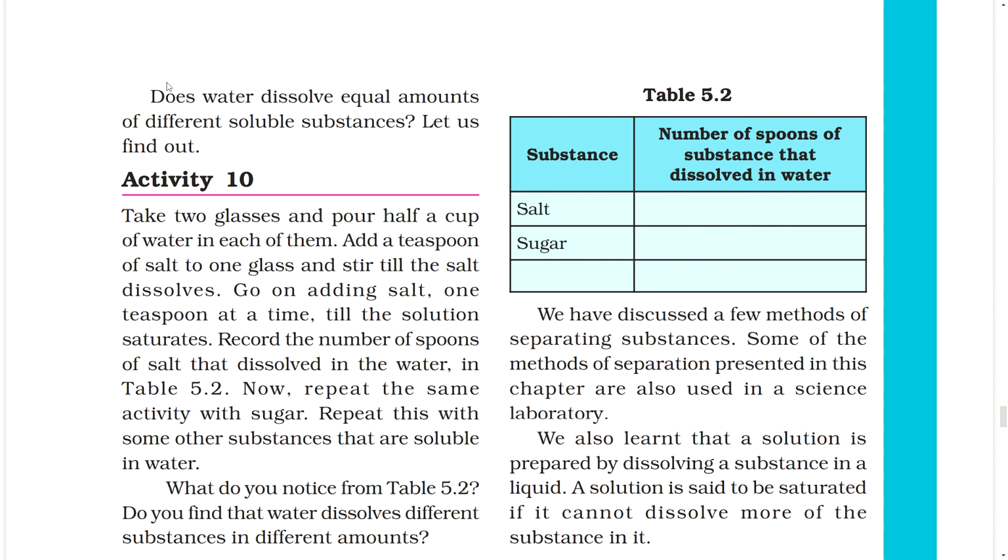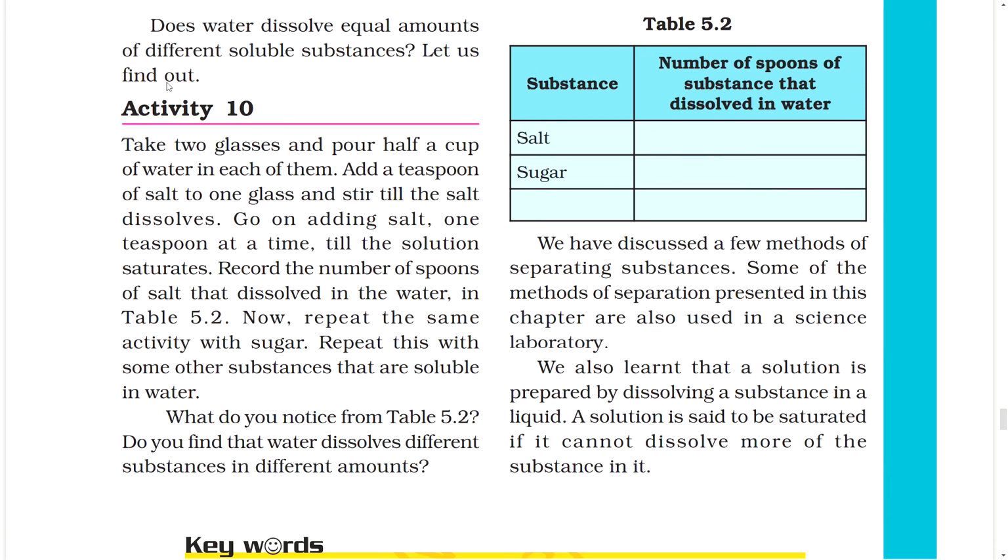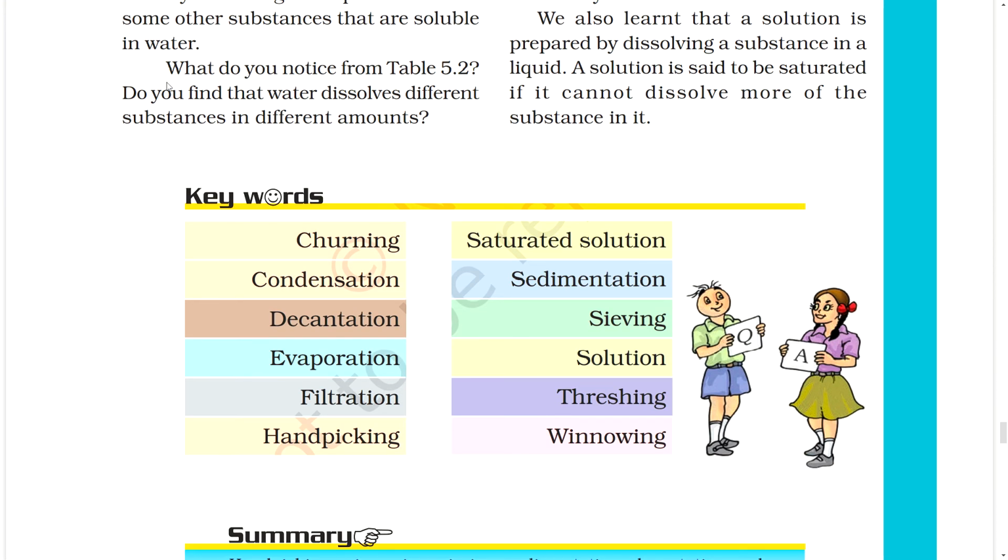We have discussed a few methods of separating substances. Some of the methods of separation presented in this chapter are also used in a science laboratory. We also learned that a solution is prepared by dissolving a substance in a liquid. A solution is said to be saturated if it cannot dissolve more of the substance in it. Keywords: churning, condensation, decantation, evaporation, filtration, handpicking, saturated solution, sedimentation, sieving, solution, thrashing, winnowing.